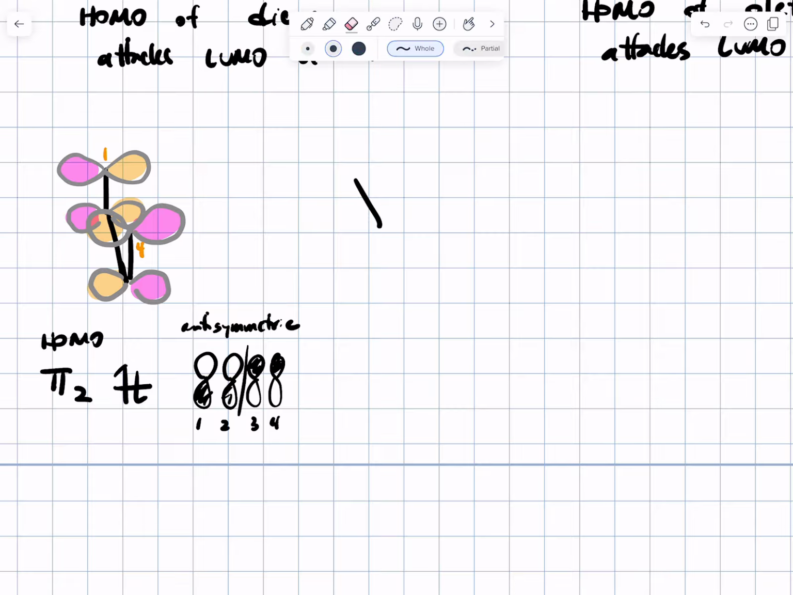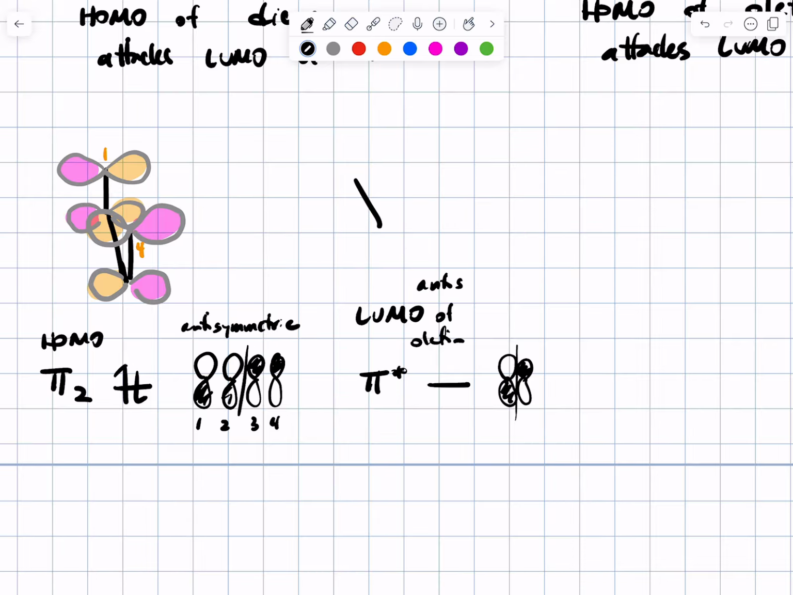Now I'm going to draw the olefin. The LUMO of the olefin should be the pi star, which is an empty orbital. When we've drawn the pi star before, it's looked like this. There's one node in the middle. The pi star of the olefin, like the HOMO of the diene, is also anti-symmetric, meaning that on the left-hand side of the olefin, the wave function signs on purple carbons 1 and 2 are opposite.